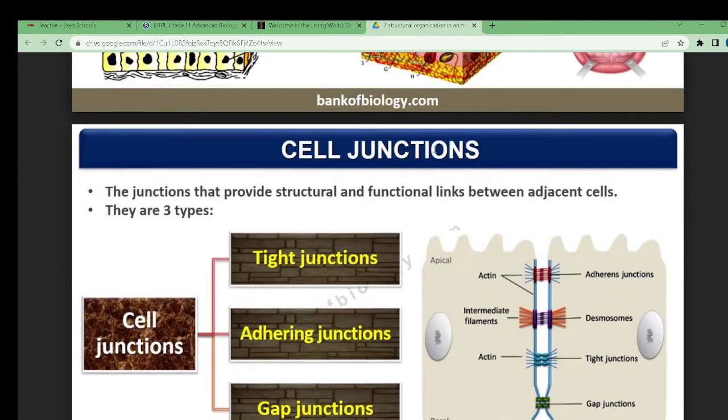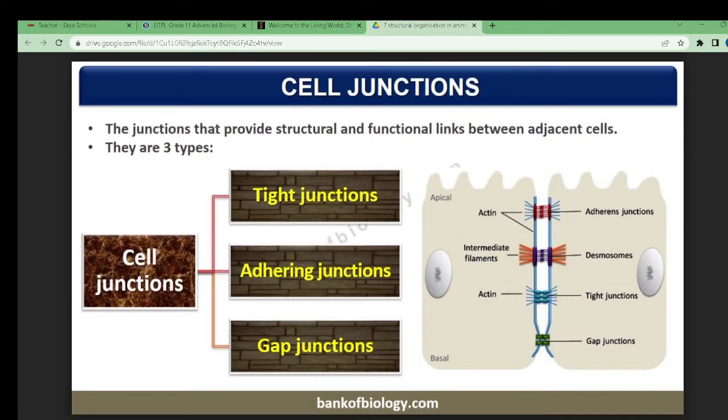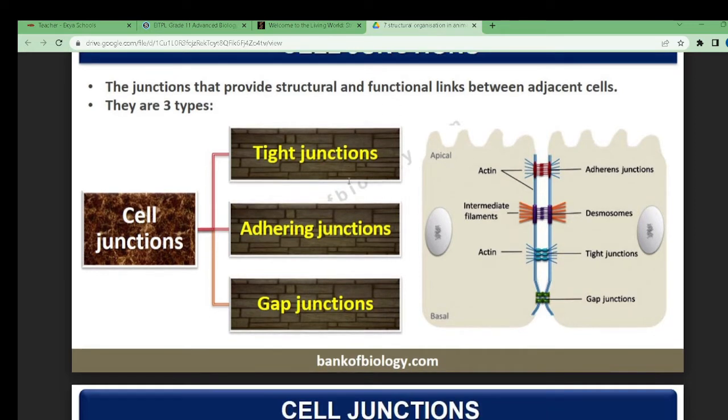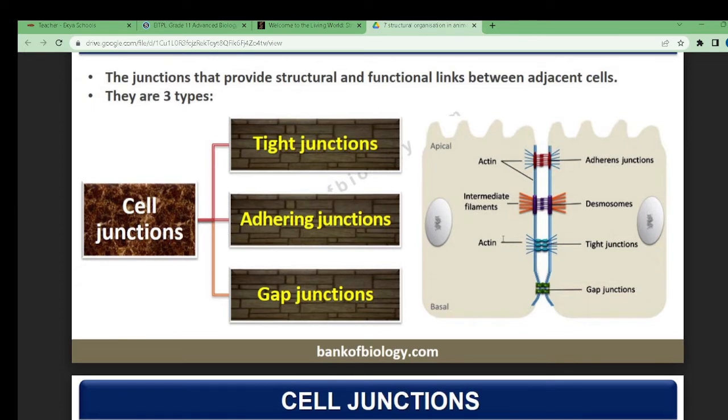So here, cell junction. What is a cell junction? It is the junction that provides a structural and functional link between adjacent cells. There are three types. When two cells are placed adjacent, what are the links? Tight junction, adhering junction, and gap junction. So we can see all these things.